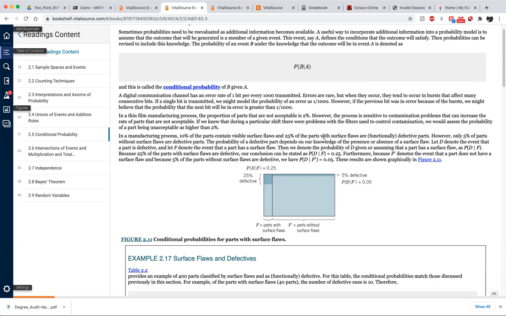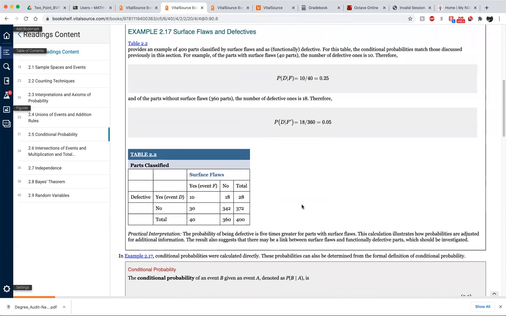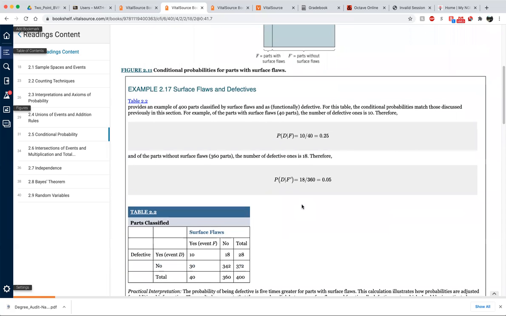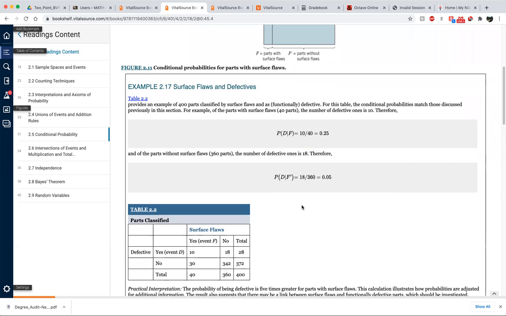Now I strongly recommend that you read the next two paragraphs with the figure, so let me skip it. Now, example 2.17. Before going over example 2.17, there are two ways to calculate the conditional probability. The first way is to change the sample space. I'll explain in detail by using example 2.17.